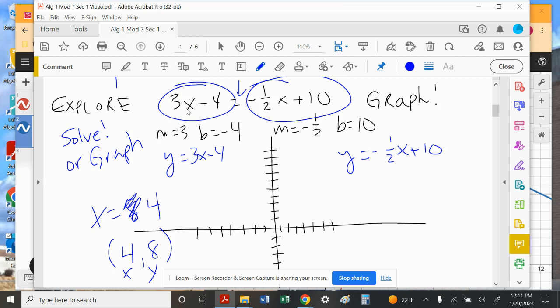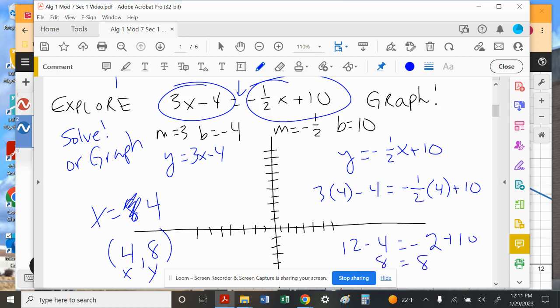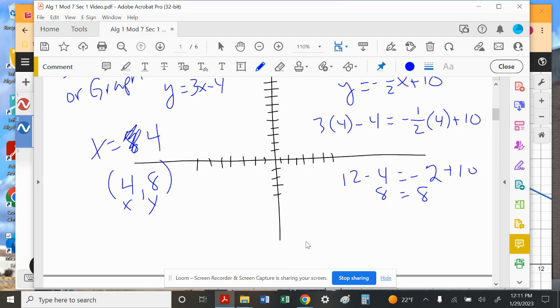If I plug in 4 into this equation here, you'll notice that I get 3 times 4 minus 4 equals negative 1/2 times 4 plus 10. 3 times 4 is 12. 12 minus 4, negative 1/2 times 4 is negative 2 plus 10. And then you'll notice that 8 equals 8. And 8 is that y value that we got up there. So that's how you would go through and solve them by graphing. Assign each side to an equation and then graph both of those lines, and then you'll figure it out.